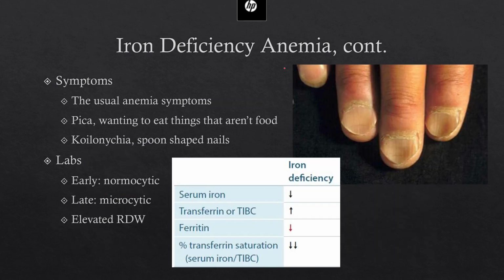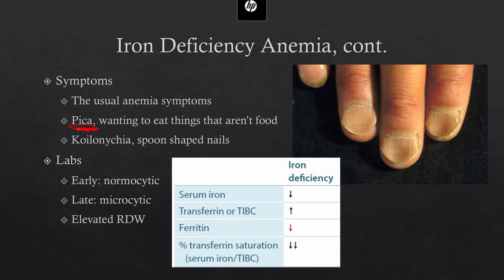Let's talk a little bit more about IDA. The symptoms are basically your usual anemia symptoms, the ones we talked about earlier: the pallor, the fatigue, the lightheadedness. And then the two kind of unique to iron deficiency anemia is pica. Pica is basically just the craving for eating things that aren't necessarily food. And the biological reasoning for this is the body knows it's iron deficient, and it knows that it gets iron through the diet, so it starts craving things.